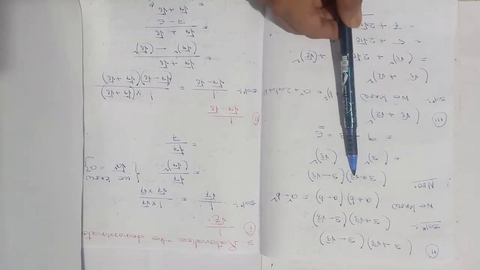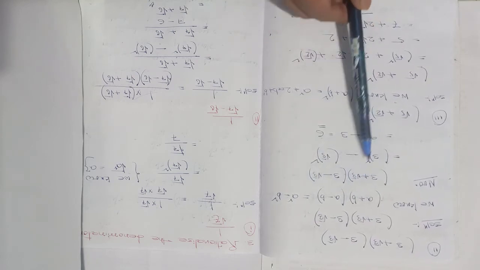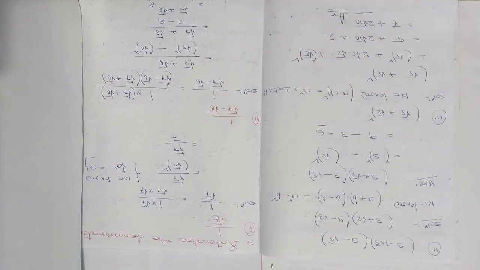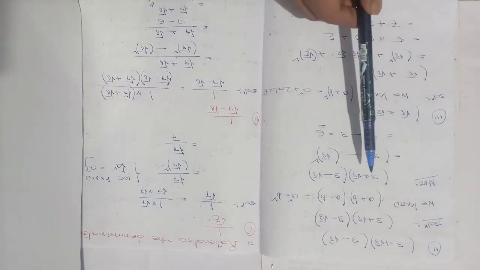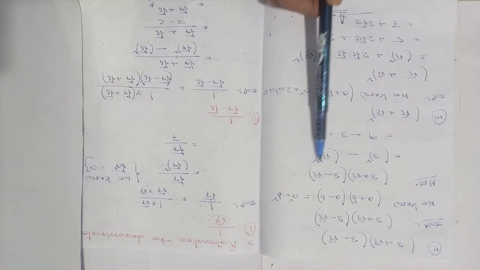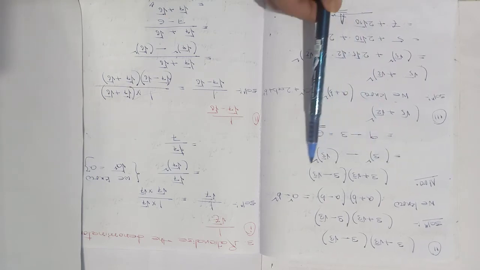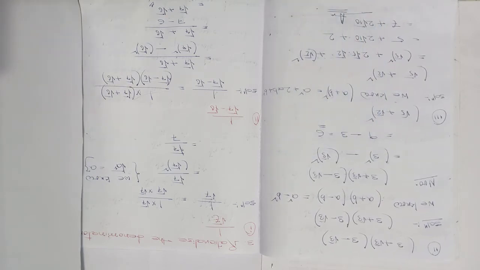If we use this formula, we can easily calculate this. So 3 plus root 3 into 3 minus root 3, 3 is considered as a, and root 3 is considered as b. To use this formula, a square minus b square. So a square is 3 square, minus b square, which is root 3 square. So 9 minus 3, the answer is 6.